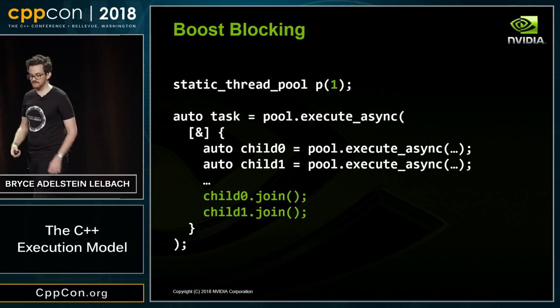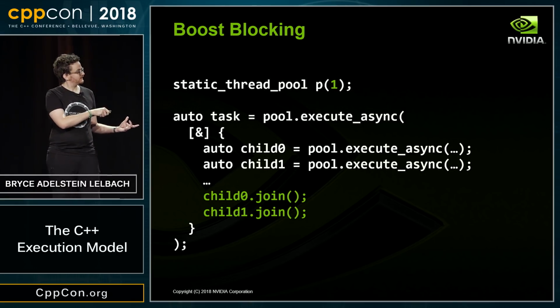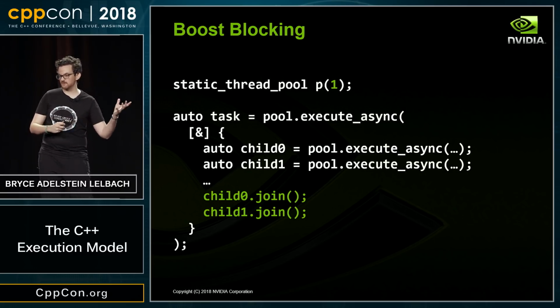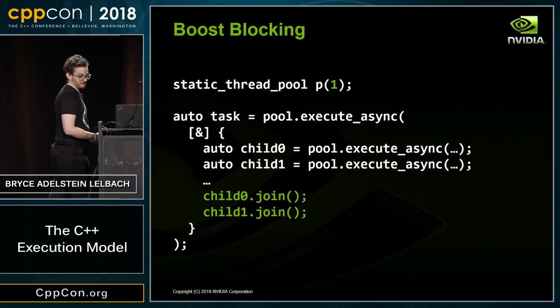So what needs to happen is in these join methods here, we need to do boost blocking. We need to upgrade the forward progress guarantees of these children here. We need to sort of give them use of our thread until our blocking condition is satisfied. And that is boost blocking.